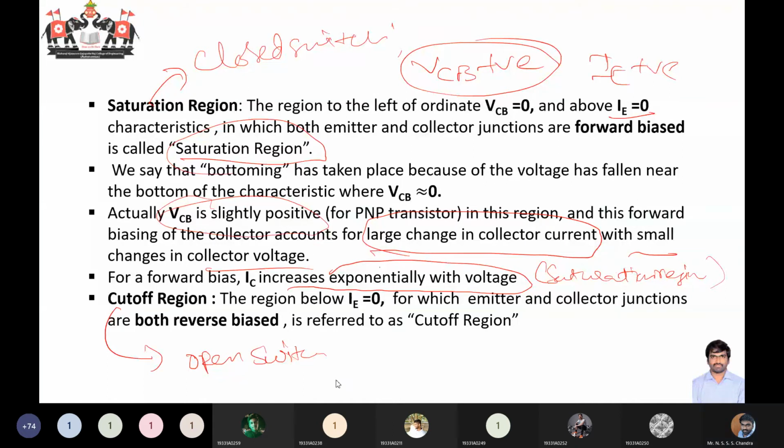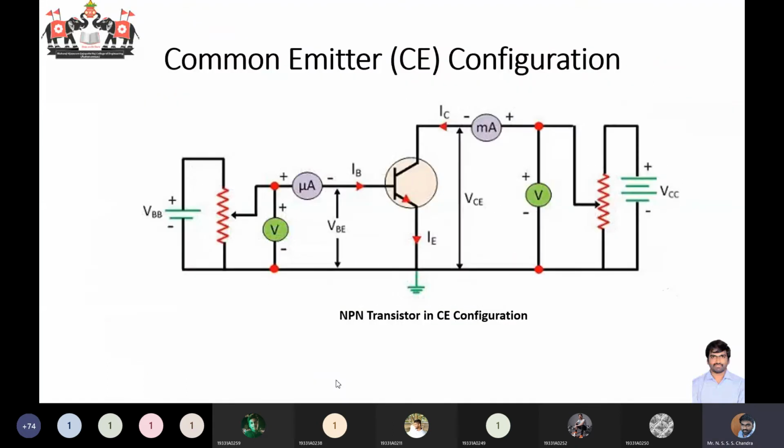So next we'll move on to the common emitter configuration. In the common emitter configuration, your emitter terminal is common to both the input and output terminals. So what is your input current over here? Input current is IB. You know that input current is very small. Compared to IC and IE, your IB is very small.